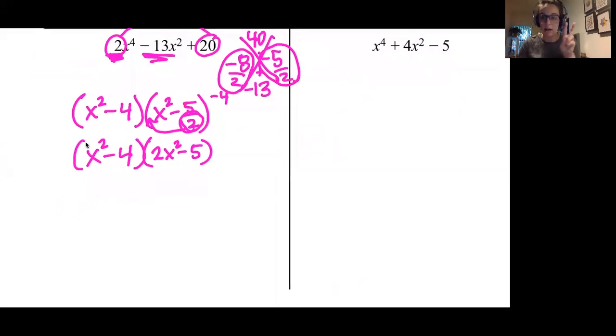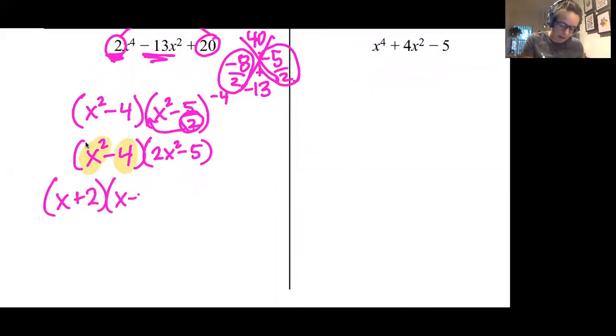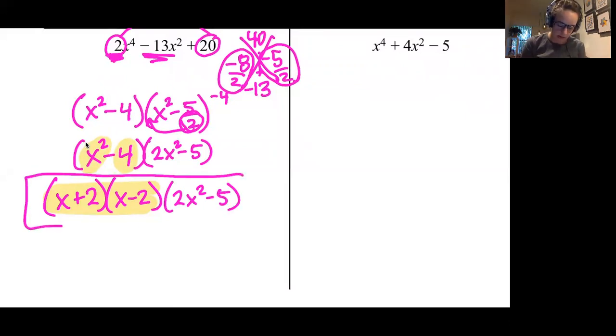I'm going to double check them because now they're in 2 terms. So I want to see if either of them is like the difference of squares or the difference of cubes. I see that x squared and 4, those are both squares. So I'm going to go ahead and do x plus 2, x minus 2. So I can break that yellow one into these 2 pieces here. And then 2 and 5 don't have anything in common, no GCF. And 5 is not a square, nor is 2. So we're just going to leave 2x squared minus 5 here.